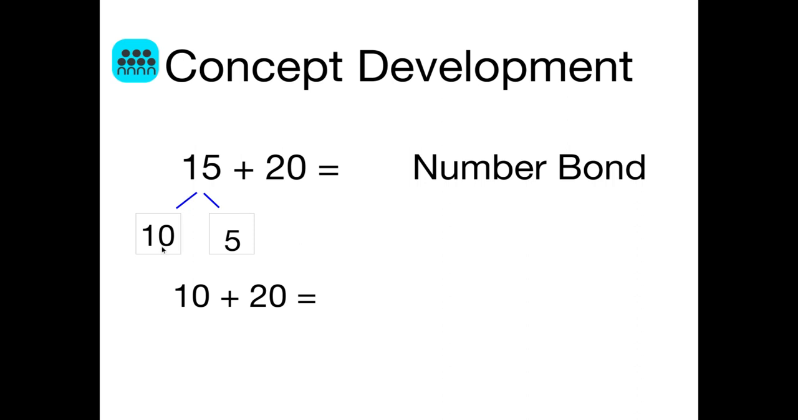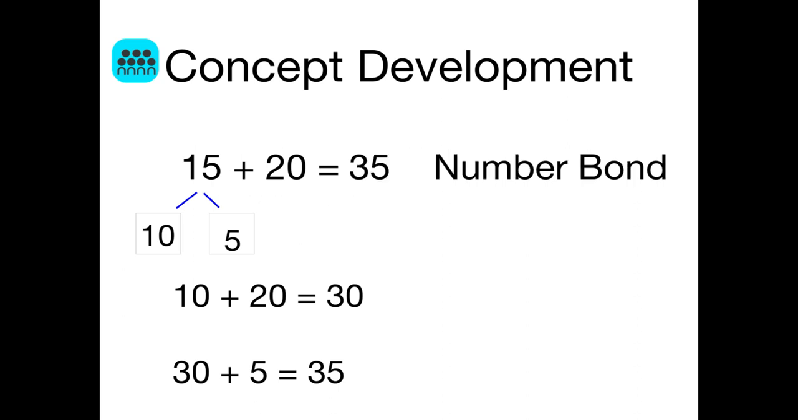So I want to add the tens from this number to the tens from this number. I'm going to add 10 plus 20. So what's 1 ten plus 2 tens? That's right, 3 tens. Now I can't forget about my 5 ones that I took out. So let's add those back. 30 plus 5 ones, 35. So 15 plus 20 equals 35. Great work.